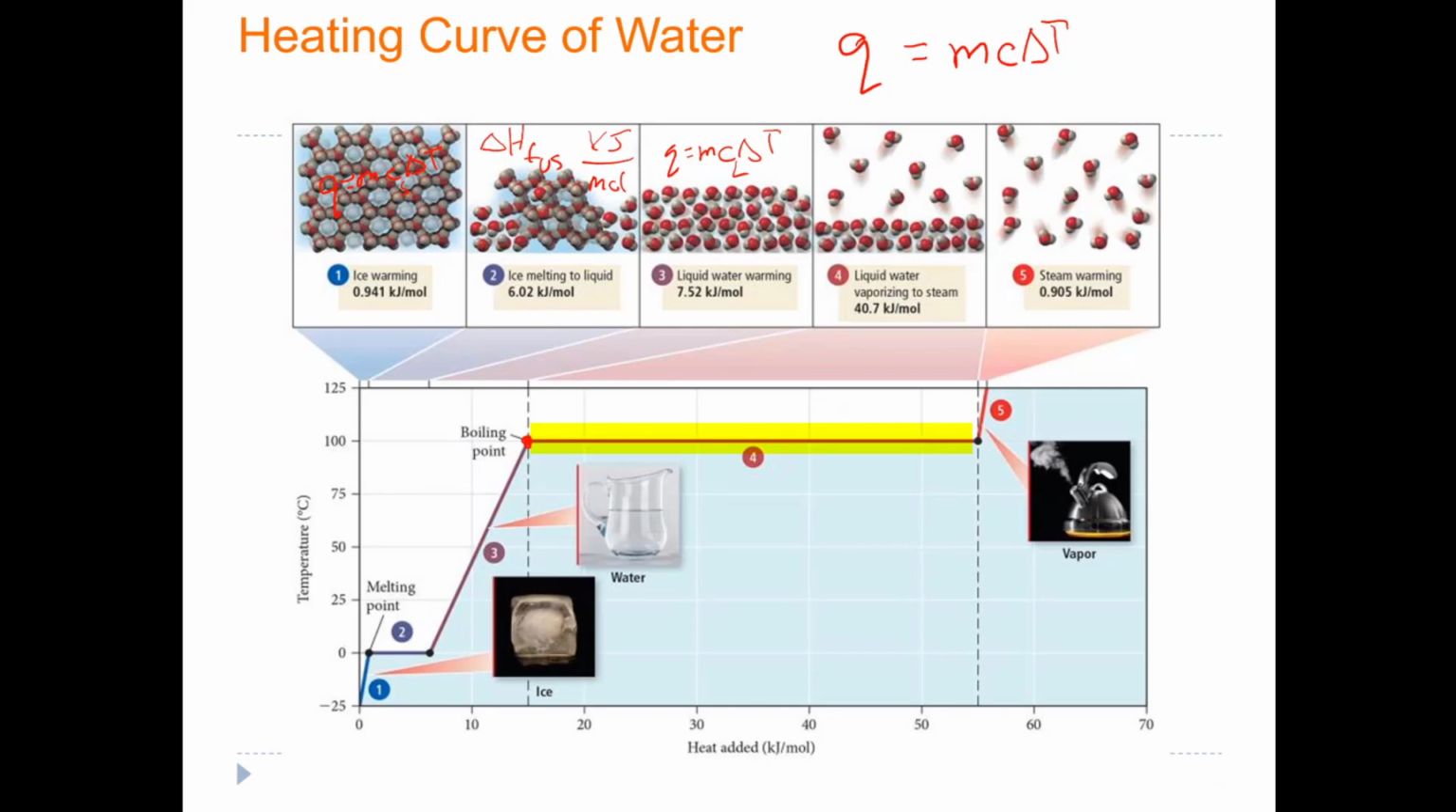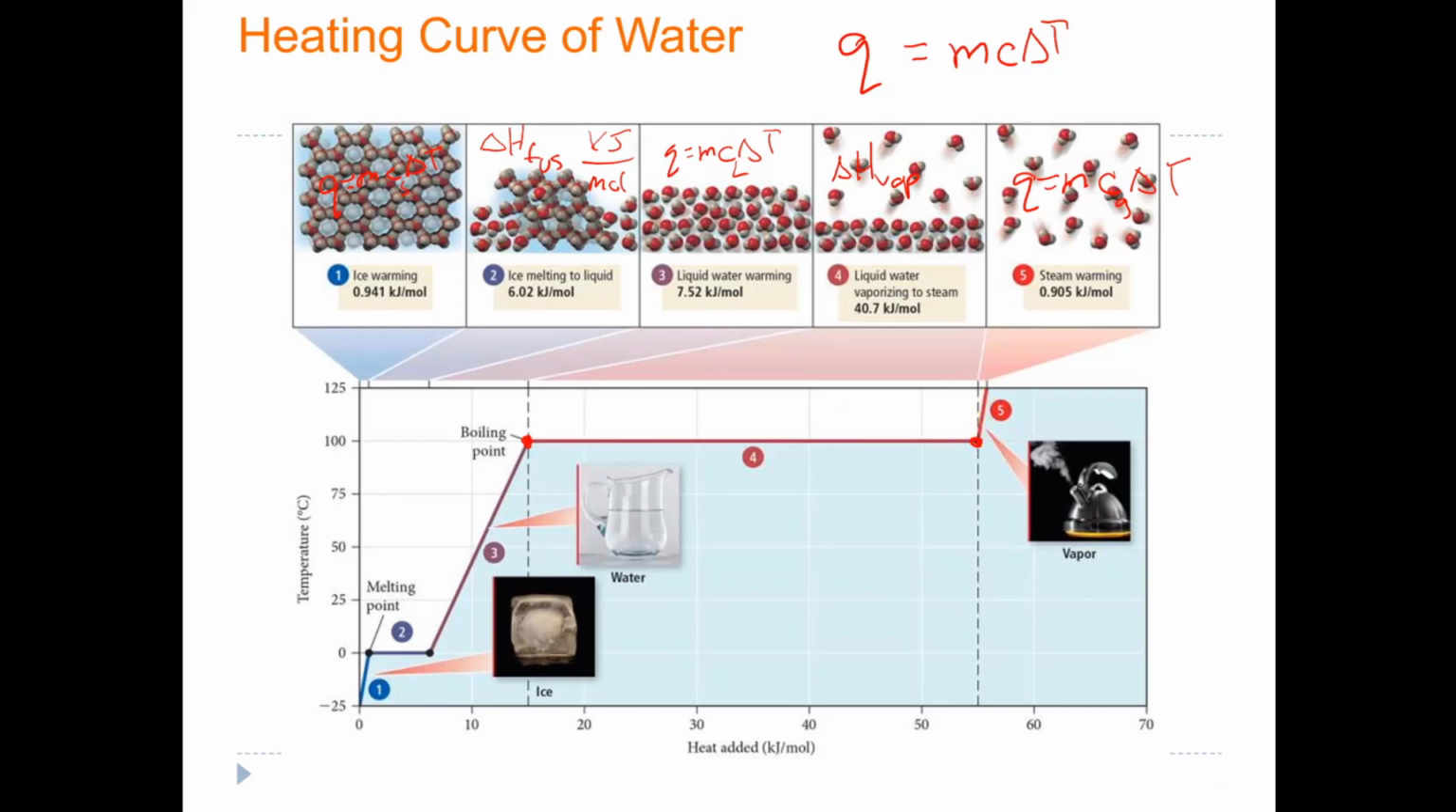And so that's what we're seeing here. That big flat spot is the enthalpy of vaporization this time. So now we'll have delta H vaporization. Once we convert everything into a gas, then we can heat the gas up with another Q equals mc delta T. This time it will be the heat capacity of the gas. Okay.